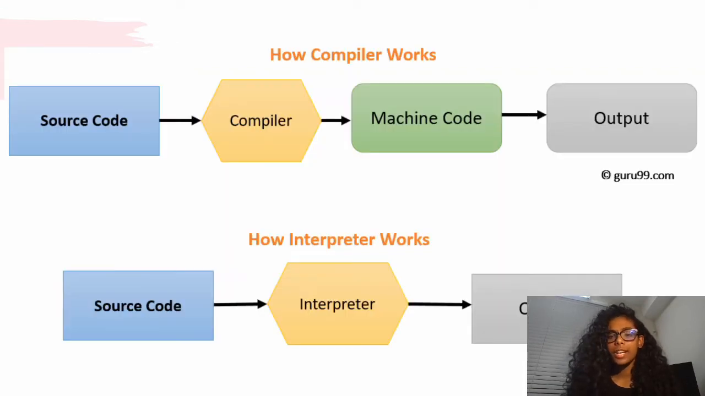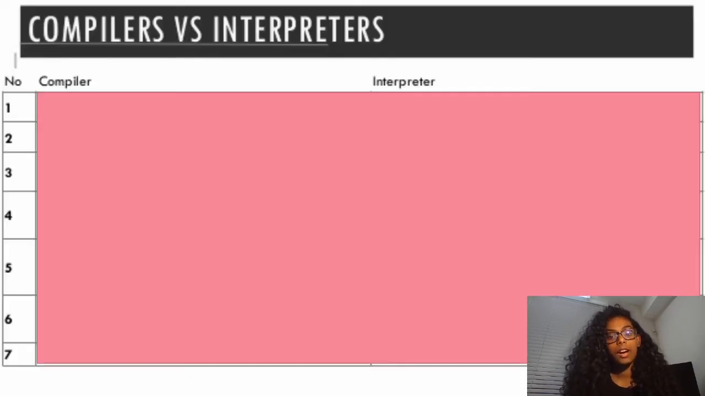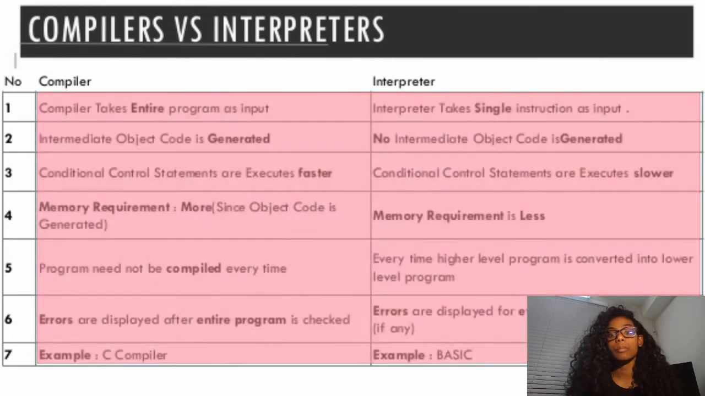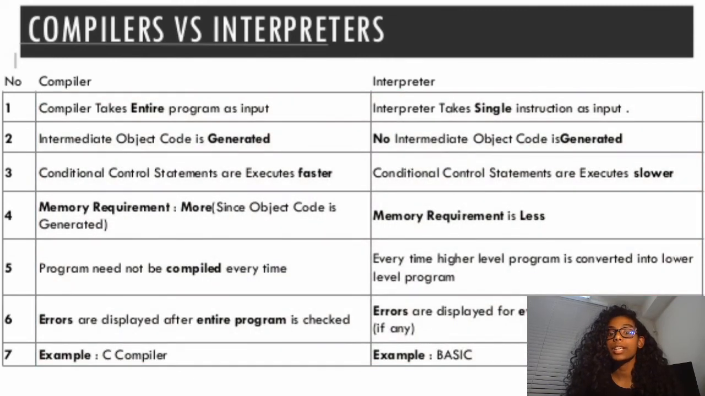A compiler translates an entire program at a time into machine code, which tells the machine what to do, and it is at the end of the program that you see the errors. An interpreter translates one command at a time and shows the user the error immediately. The compiler also takes up more memory since the object code is generated, while the interpreter takes up less space.